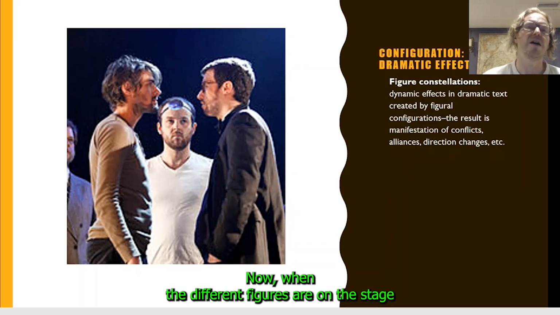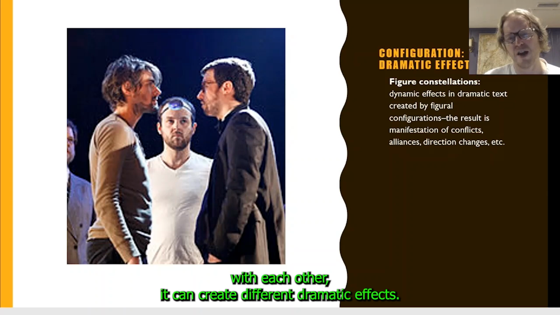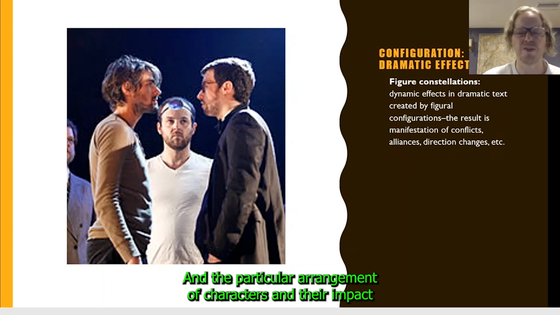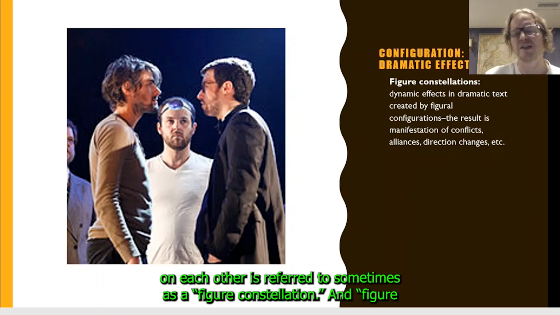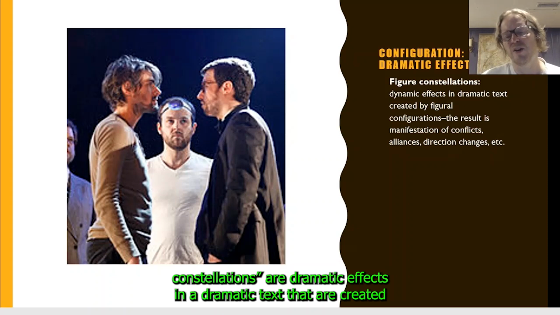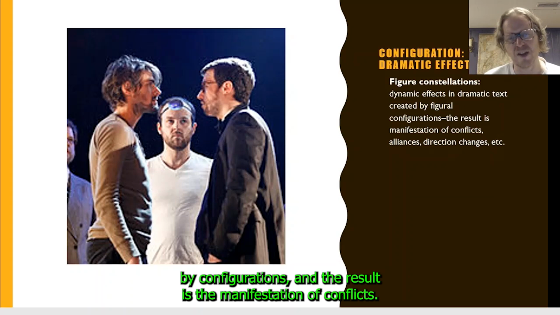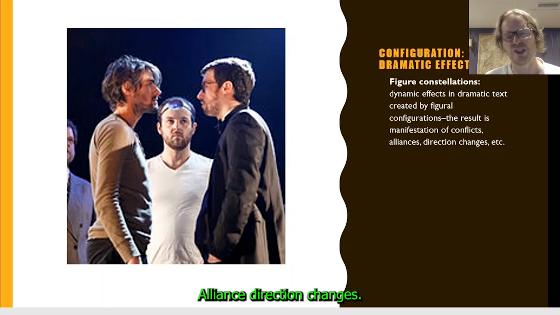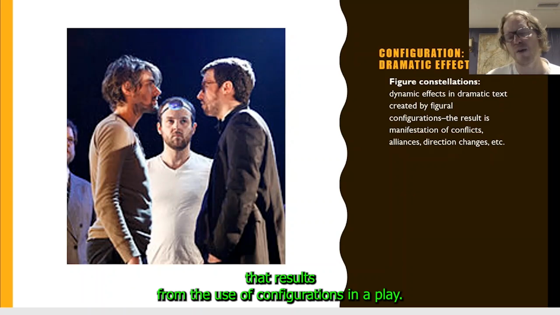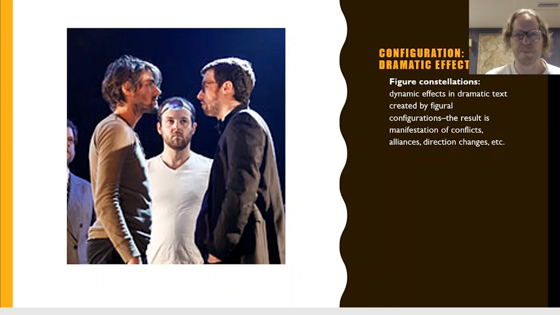Now, when the different figures are on the stage with each other, it can create different dramatic effects. And the particular arrangement of characters and their impact on each other is referred to sometimes as a figure constellation. Figure constellations are dramatic effects in a dramatic text that are created by configurations. And the result is the manifestation of conflicts, alliance, direction, changes. So figure constellations are dramatic effect that results from the use of configurations in a play.